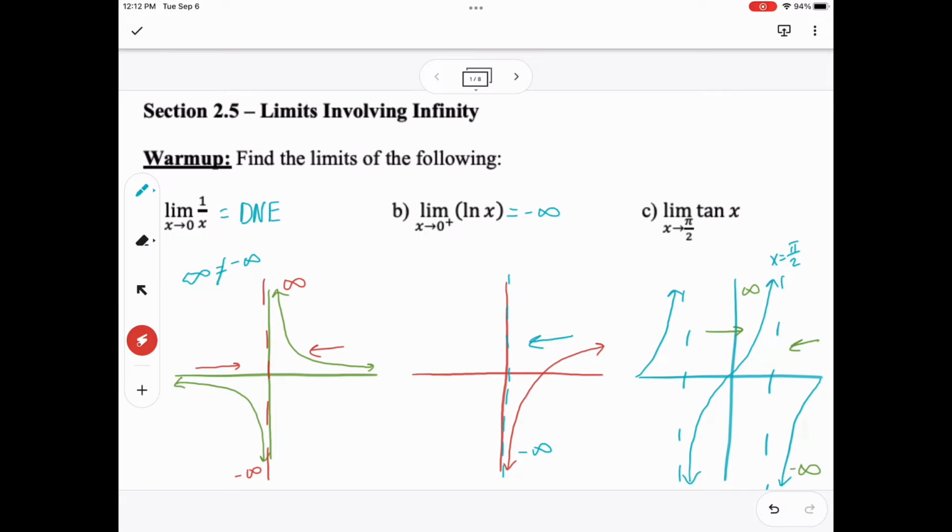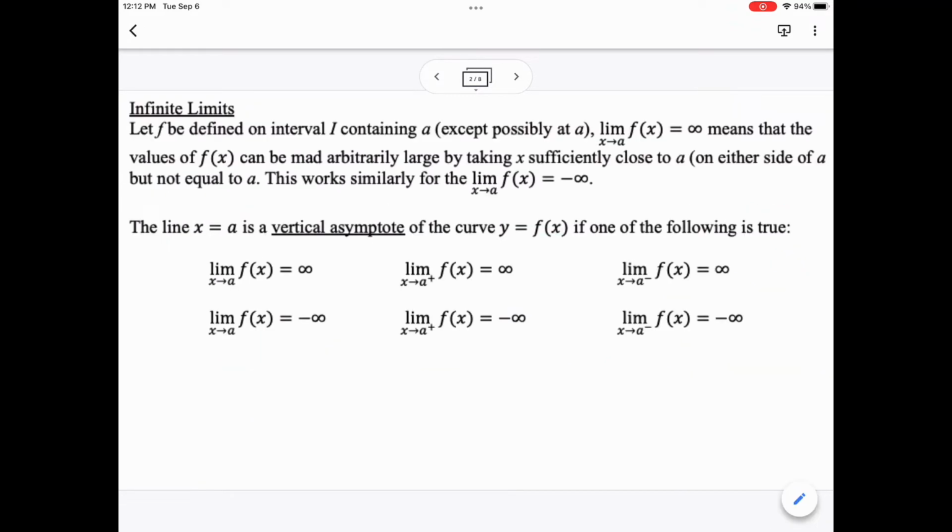For letter C, for tangent, we have the same problem as we do for A. As we're approaching the value of pi over 2 from both sides, they're not going to the same thing. So we would say that it is undefined.